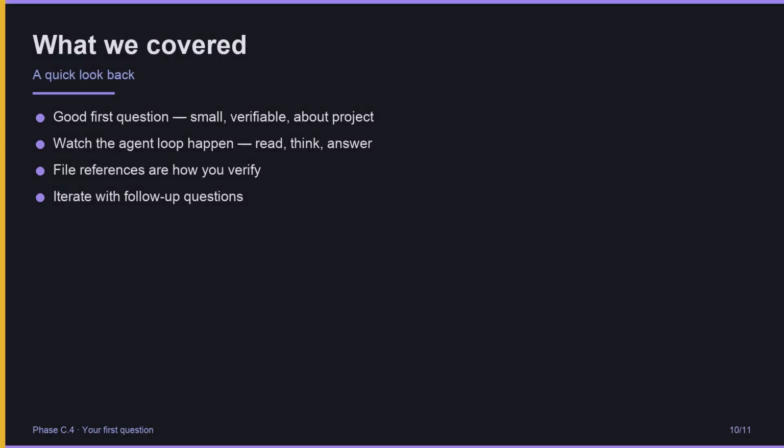Quick recap. A good first question is small, verifiable, and about your project. Watch the agent loop happen. OpenCode reads files, thinks, answers. File references in the answer are how you verify. Iterate with follow-up questions in the same session.